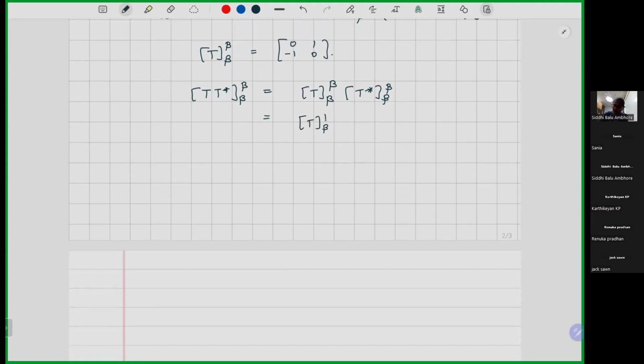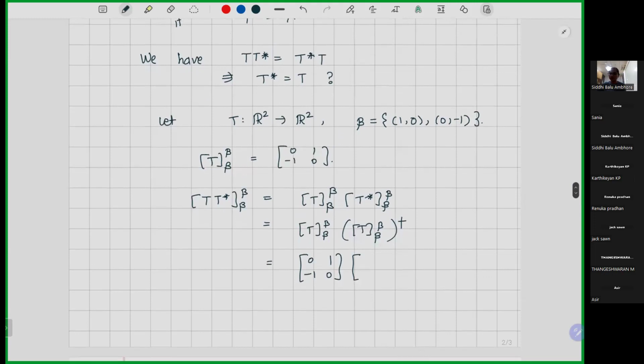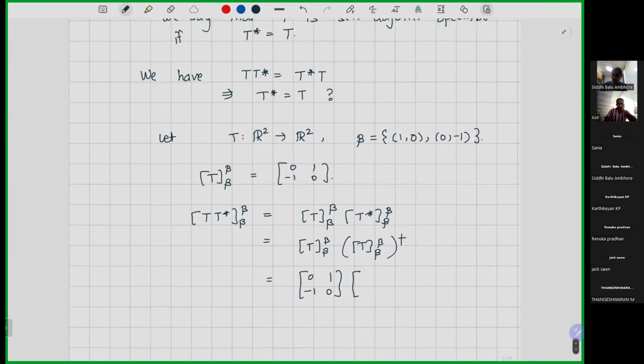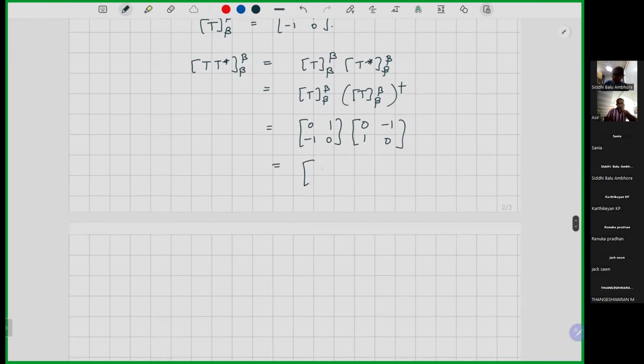T beta beta into T star beta beta, which is T beta beta into its dagger, right? So this will be 0 minus 1, 1 0, and here dagger means the conjugate transpose. So it is 0 minus 1, 1 0, and since we are in real matrices, the conjugate does not change anything. We just have to take the transpose. So this will be the identity matrix. If you check, it will be 1 0, 0 1.